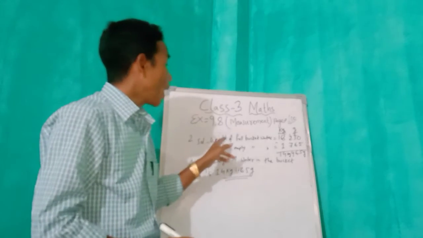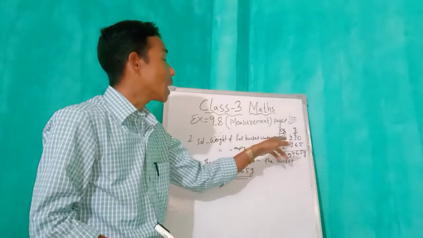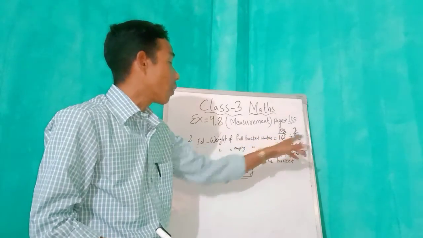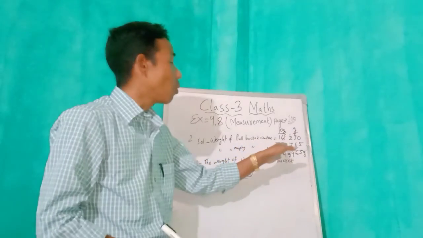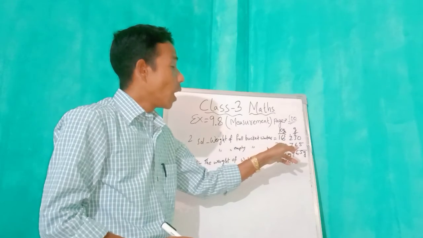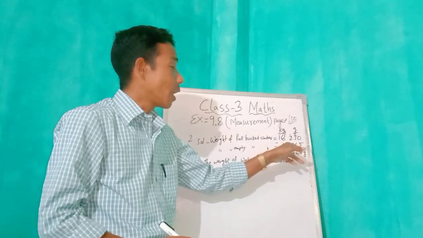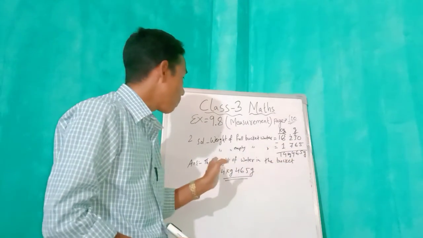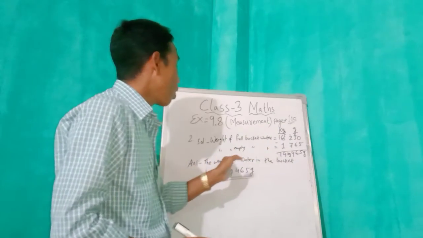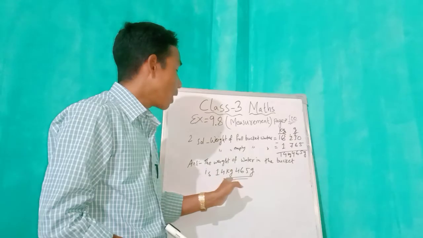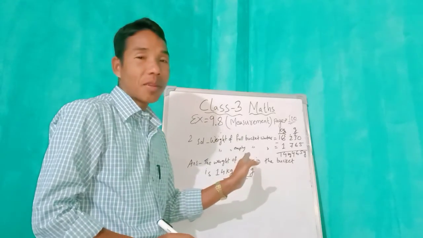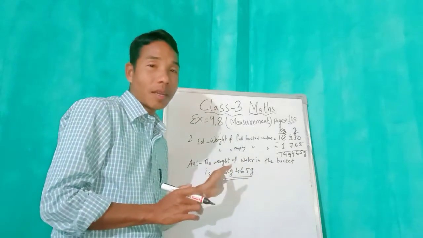Okay? Weight of the full bucket of water equal how much? 16 kg 230 gram. And weight of the empty bucket equal how much? 1 kg 765 grams. So we'll do minus. The weight of water in the bucket is how much? We got 14 kg 465 grams. So this is the answer.